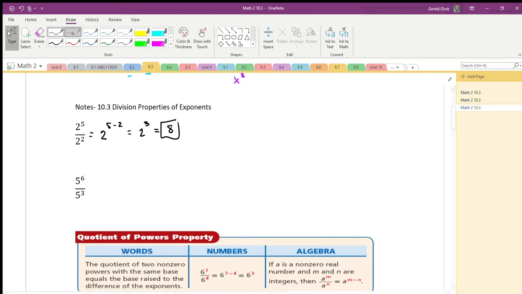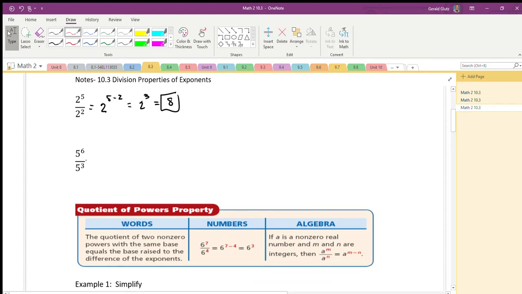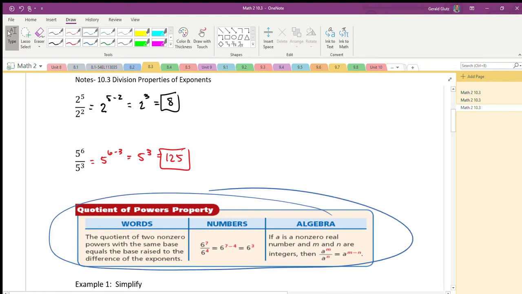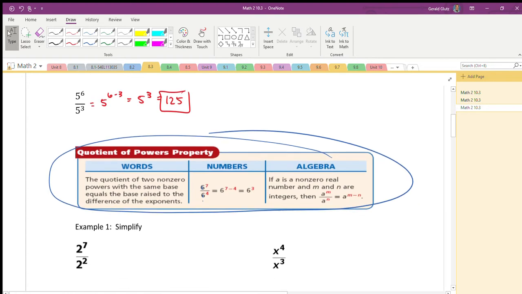And then the same thing on the next one. So 5 to the 6th divided by 5 to the 3rd would be 5 to the 6 minus 3, which is 5 to the 3rd, which would be 125. So that's what this little thing is saying. It's just saying what we just talked about: when we're dividing two numbers that are the same base, that both have exponents, we subtract those exponents.